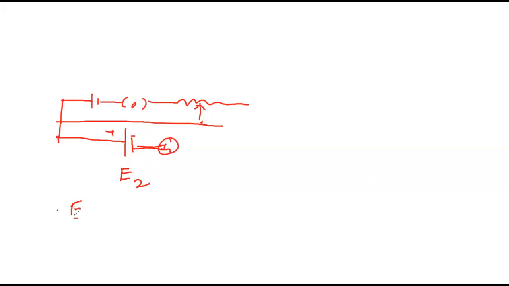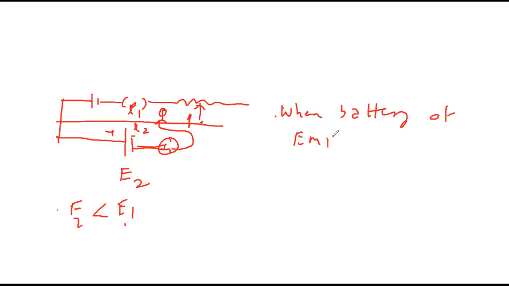It will change. If E2 is less than E1, then it will get balanced before P or not? Yes, sir. Because P is suppose at L1, if E1 is larger, so Q will be at L2 which is less than that. Yes, sir. So therefore, when battery of EMF E1 is replaced by E2, in bracket I can say E2 is less than E1.